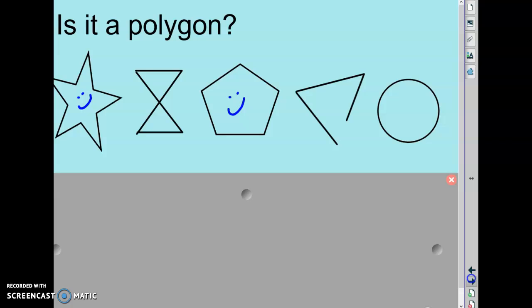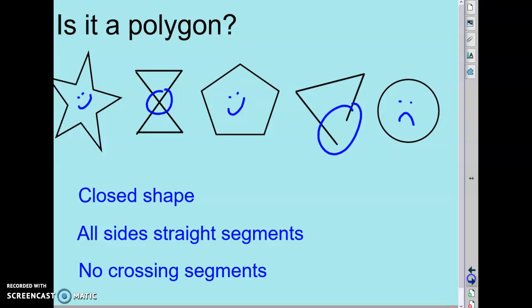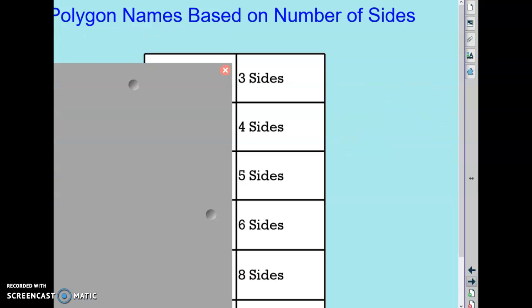Couple errors. The first one is not a polygon because our sides cannot cross at all. The problem with the fourth one is that not all sides are connected. And the problem with our circle is that it is not made of straight line segments. Okay, so once again, it has to be a closed shape, all sides straight, and no crossing of your segments.